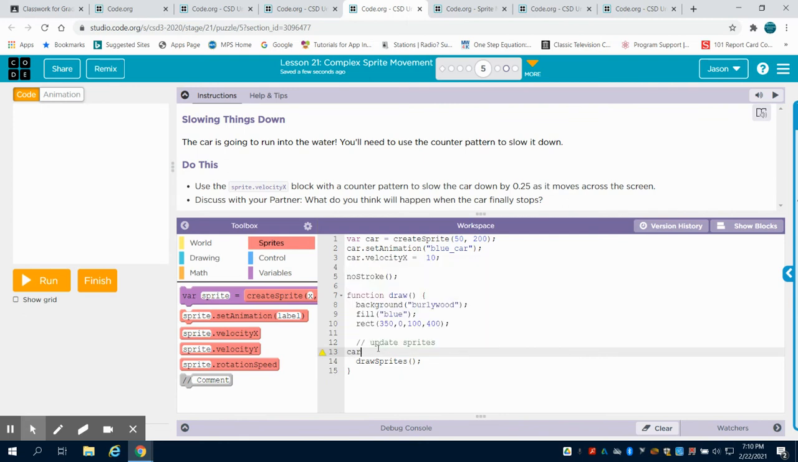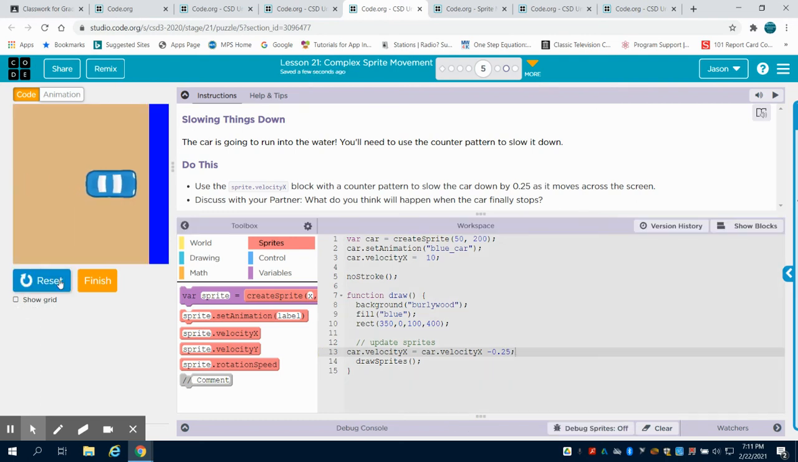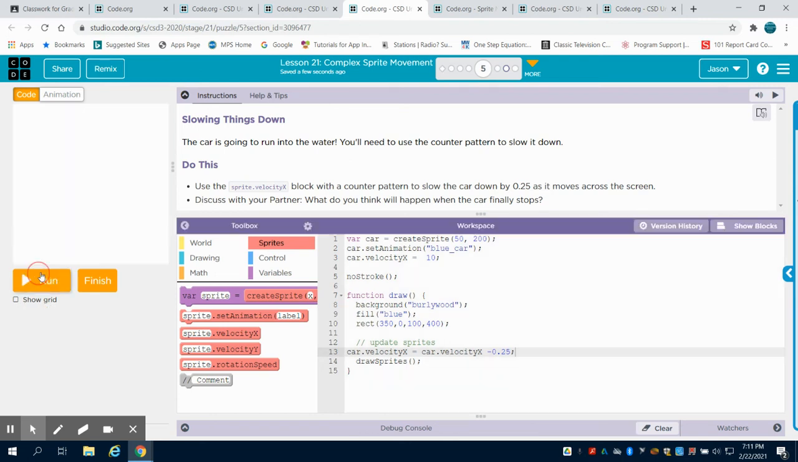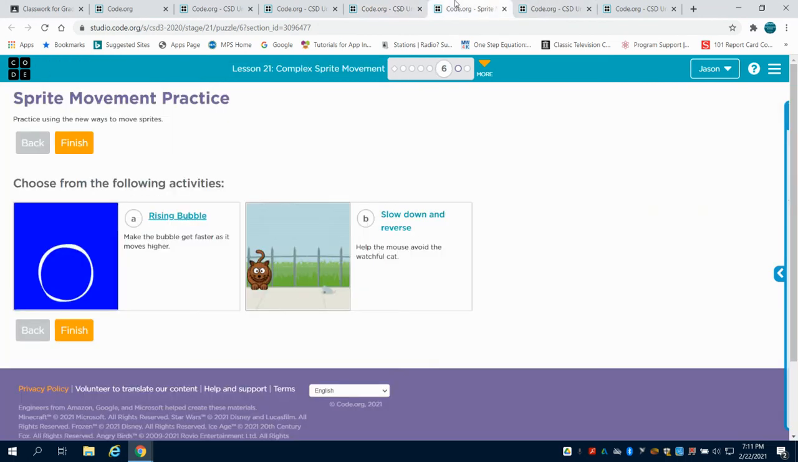Again, I'm going to go: my car's velocity on the x-axis equals that car's velocity on the x-axis. The way we're going to slow it down is we're going to subtract 0.25. Eventually, as this program runs long enough, the car is going to stop and reverse. If we wanted it to just stop when it reached 0, that's where we look at creating a conditional statement.